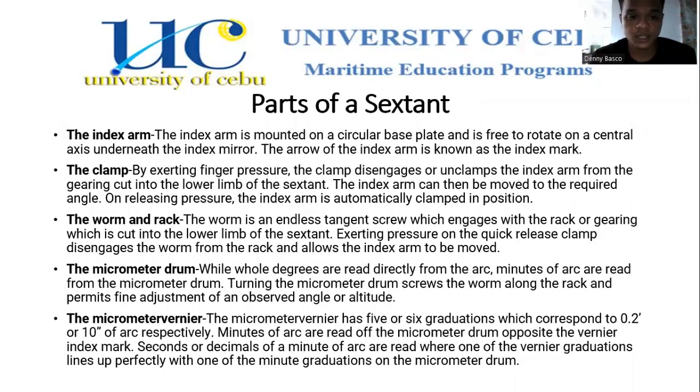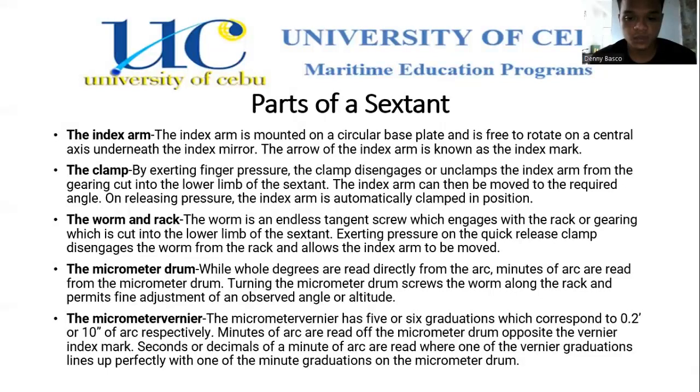Next part is the clamp. By exerting finger pressure, the clamp disengages or unclamps the index arm from the gearing cut into the lower limb of the sextant. The index arm can then be moved to the required angle. On releasing pressure, the index arm is automatically clamped in position. Next part is the worm and rack. The worm is an endless tangent screw which engages with the rack, or gearing, which is cut into the lower limb of the sextant.